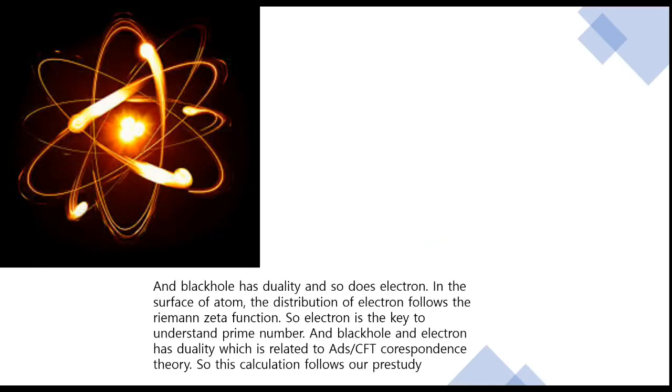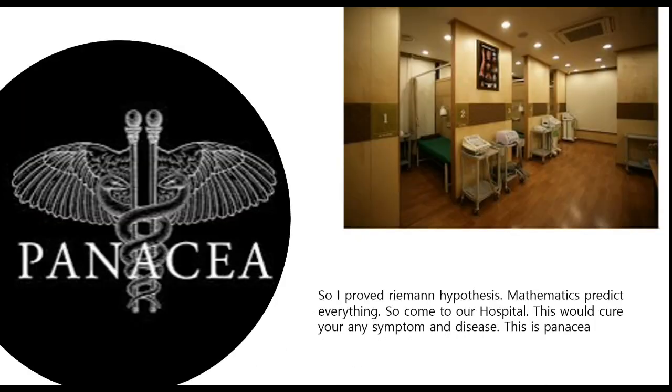And the black hole has duality, and so does the electron. In the surface of an atom, the distribution of electrons follows the Riemann zeta function. So the electron is the key to understanding prime numbers, and the black hole and electron have duality, which is related to AdS/CFT correspondence theory. So this calculation follows our previous study. So I proved the Riemann hypothesis.